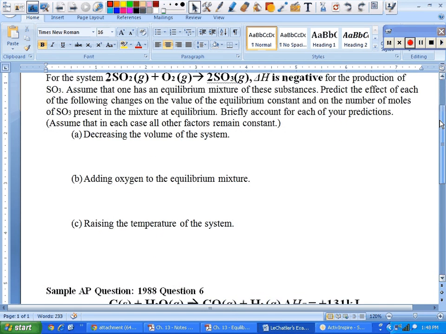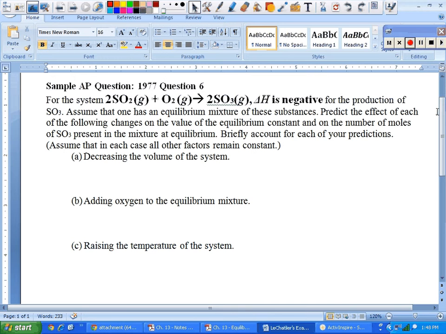My first objective for you, write the K expression. If you can't write K, you cannot do anything. So your K expression should look like this. Now, let me ask you this. Can you do KC or KP in this case? Yes. Why can you do KP? They are all gases. If there's ever an aqueous, can you do KP? No. Why not? Pressures are only caused by gases.